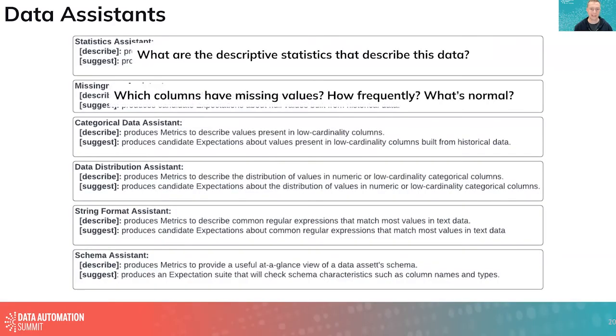Similarly, for missingness, we're going to start asking questions like, which columns have missing values? How frequently? What's normal for these columns and for the frequency of missingness? In every case, these assistants are composed out of the building blocks that can contain the domain knowledge that we have, as well as the knowledge that we've inferred from evaluating historical data. And that makes it easy for us to get started and build an understanding of the data much, much more quickly.